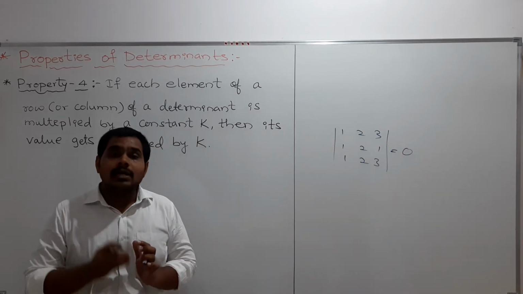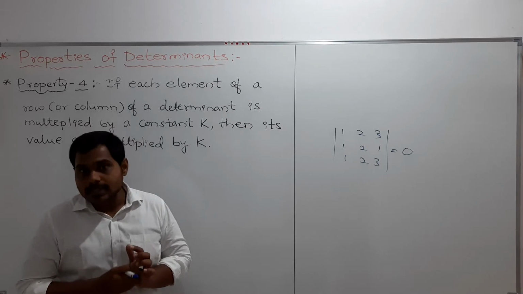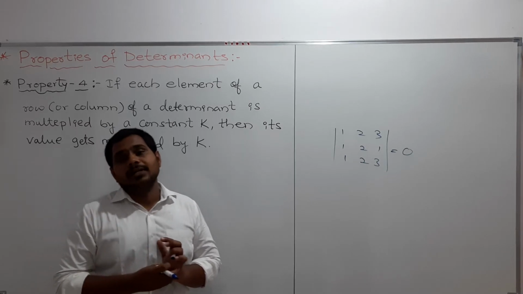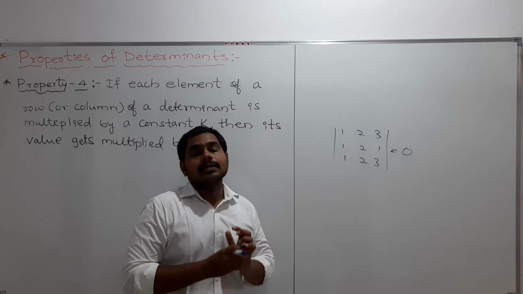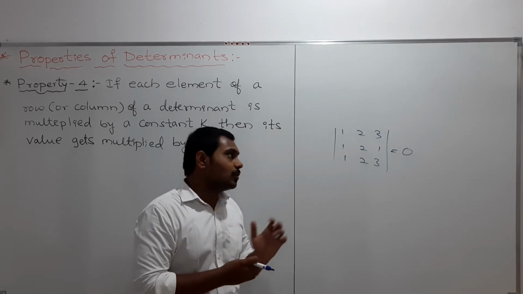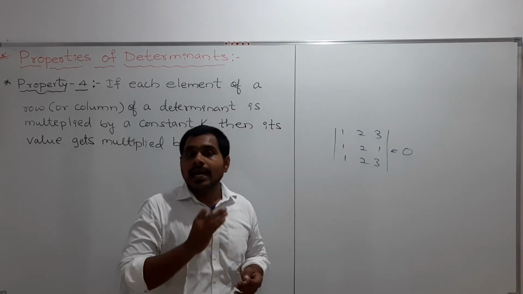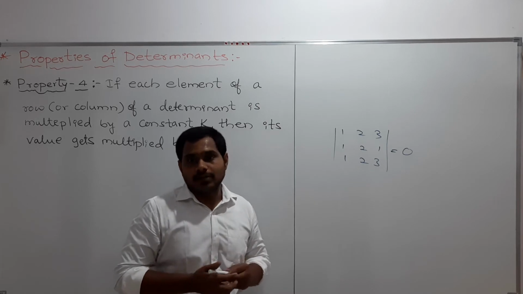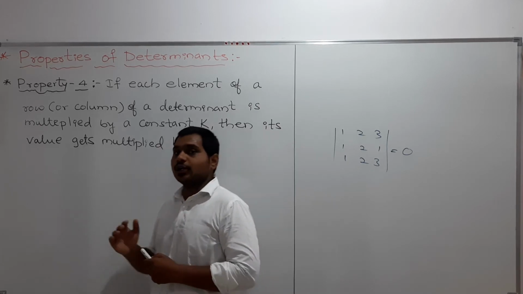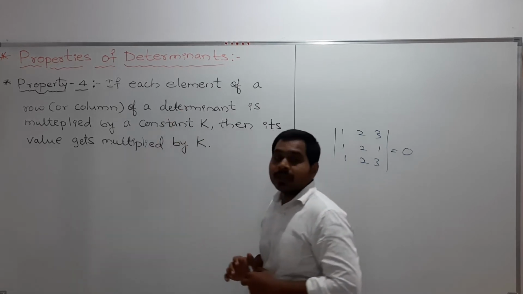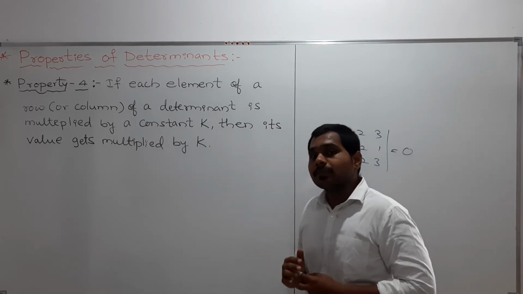Clear? So therefore, if any two rows or columns of a determinant are identical, then the value of the determinant is equal to 0. That is the third property I discussed in the previous videos. And now, my dear friends, in today's class, I am going to discuss property number 4. So what is that property number 4?